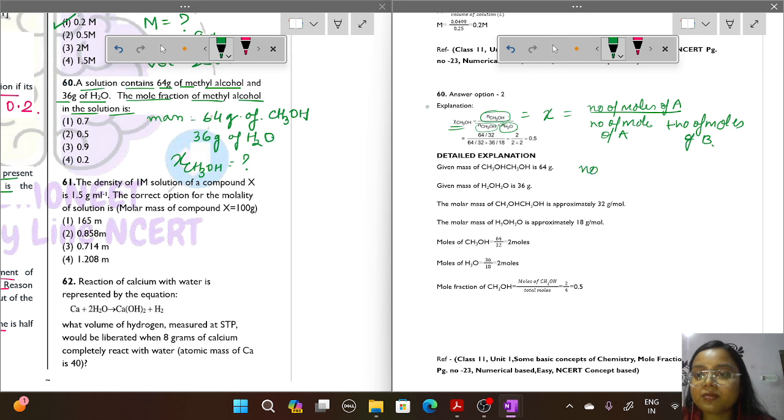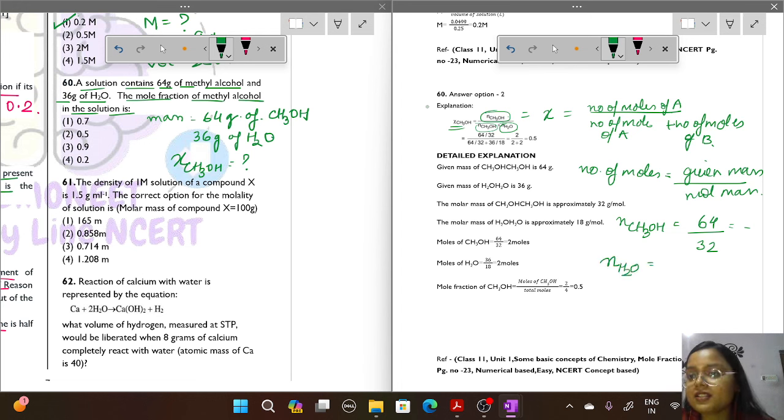So number of moles of A, how can we calculate the number of moles? Number of moles can be calculated by given mass divided by molecular mass. So number of moles of CH3OH: given mass is 64 and its molecular mass is 32, which you can calculate. Number of moles of water is how much? Given it is 36 and its molecular mass is 18.